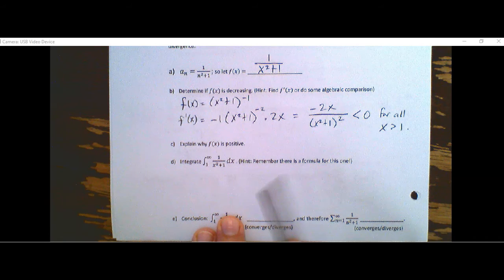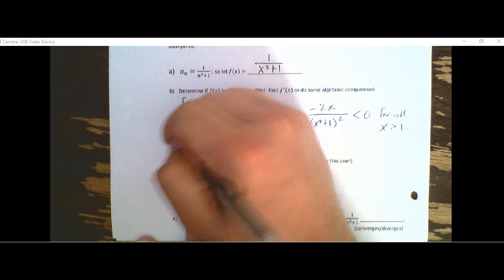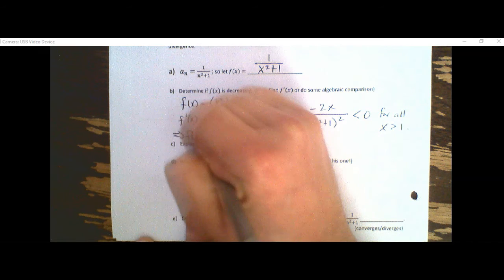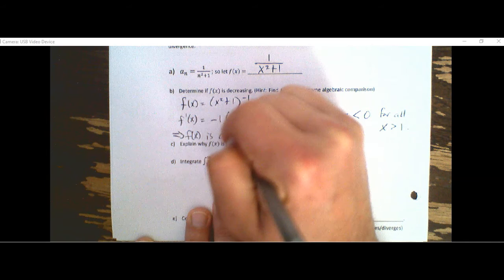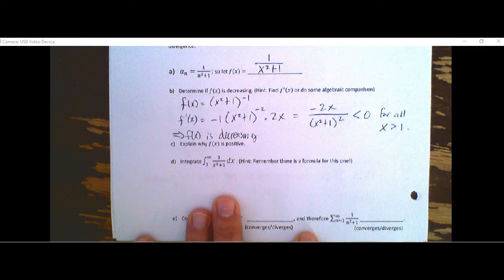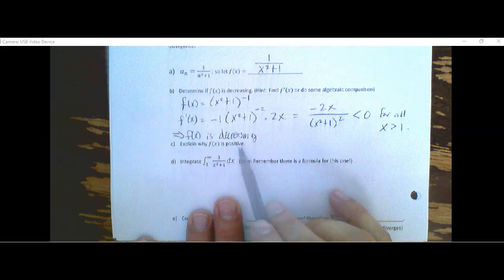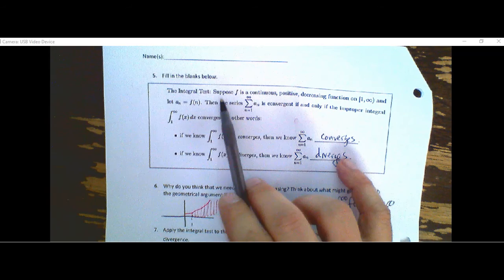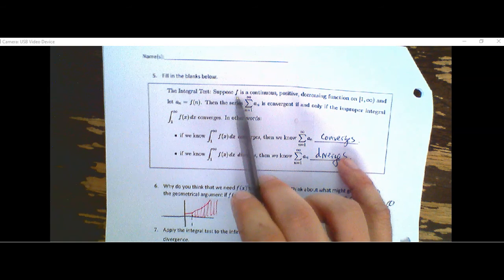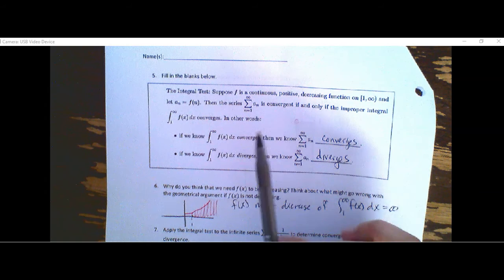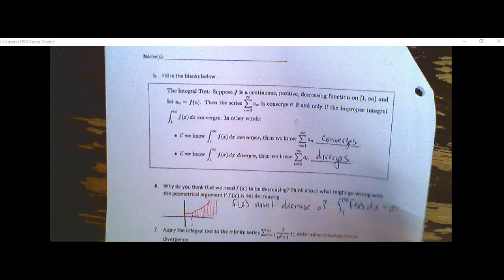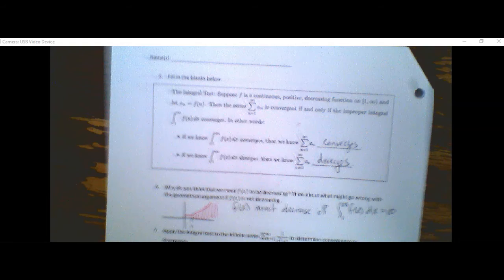So the derivative is negative, therefore f of x is decreasing. We need to explain why f of x is positive here too, because these are conditions for the theorem. Why are we doing this? These are conditions for the integral test to work. We need f continuous, positive, and decreasing. So we've just shown decreasing, we're about to show positive, and then we'll look at continuity as well.